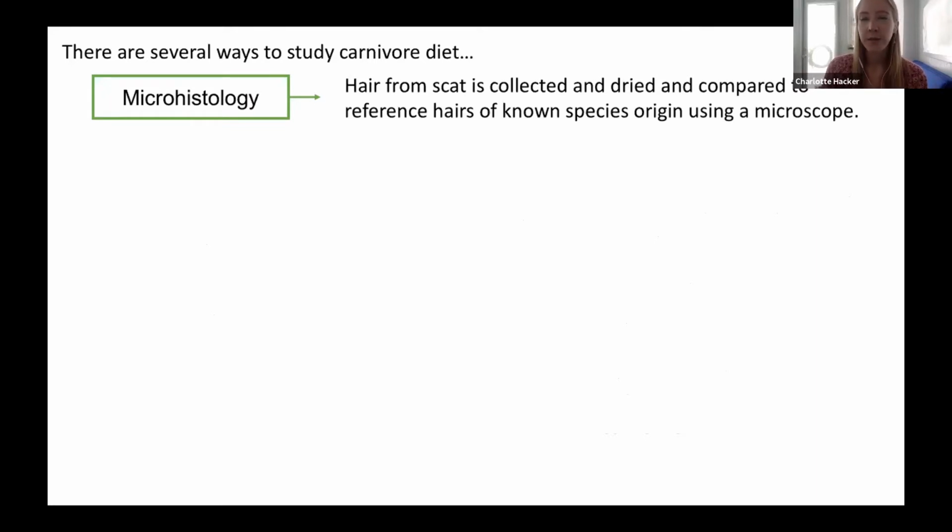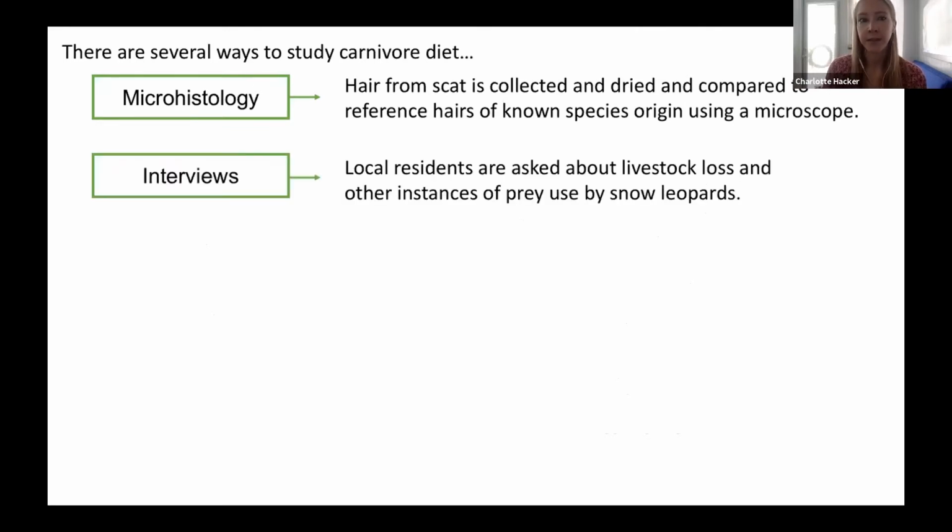This can be pretty time consuming. There can be inter-observer bias between different people doing it. And there can also be phenotypic or physical variation within the same species as well that causes misidentification. Interviews have also been done in the past where researchers go out and ask local residents, what's your livestock depredation like? What are snow leopards eating? And as useful as this is and can be something to contribute to knowledge of snow leopard diet, it does introduce a level of bias in terms of asking people, because you're including human subjects, and you're asking them to recall something that they may not recall correctly as well.